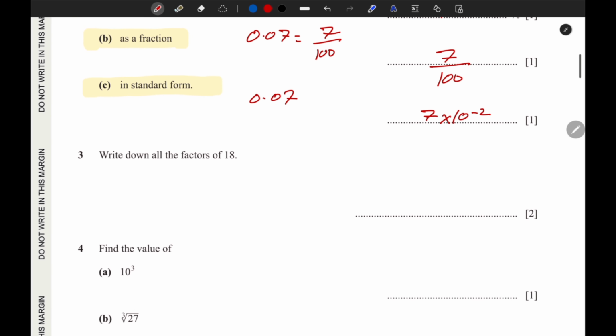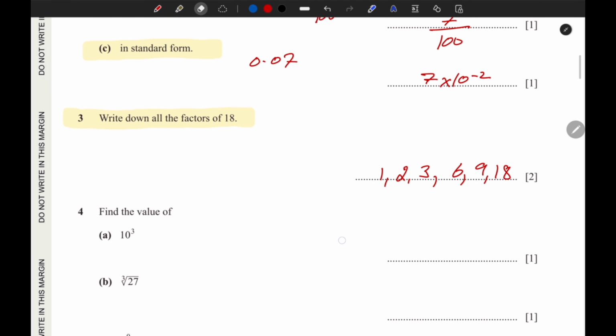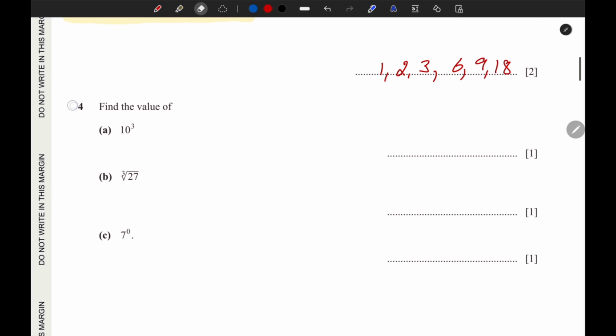Okay. Now question 3. Write down all the factors of 18. So all the factors of 18, we know that this has 1 as a factor, 2 will be a factor, 3, 6, 9 and 18. Okay, 4th one.